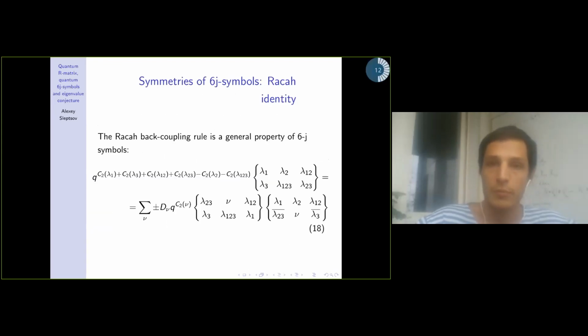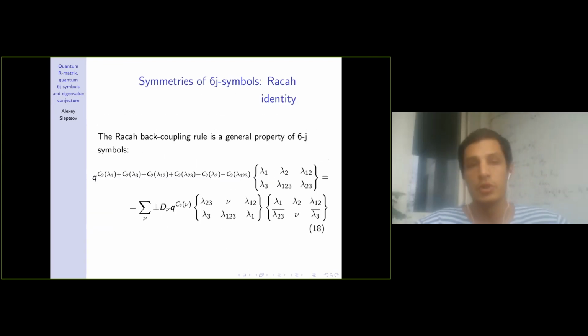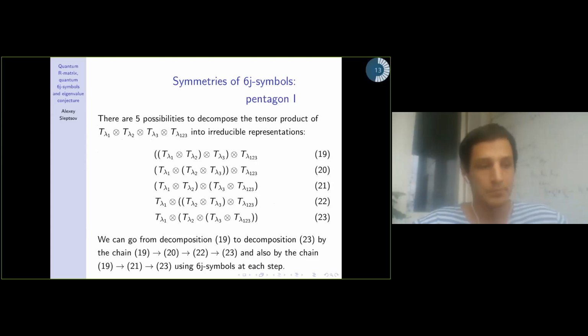Okay, now let's move further. The next property is the so-called Racah coupling rule, which is also a general property for arbitrary quantum SLN, and it is given by formula 18. Actually, I don't need this property in my talk, and let me just skip it.